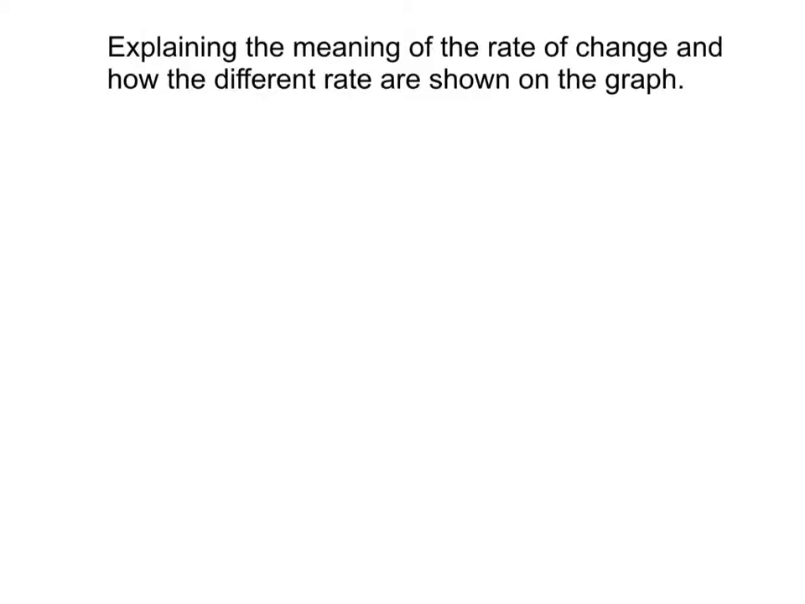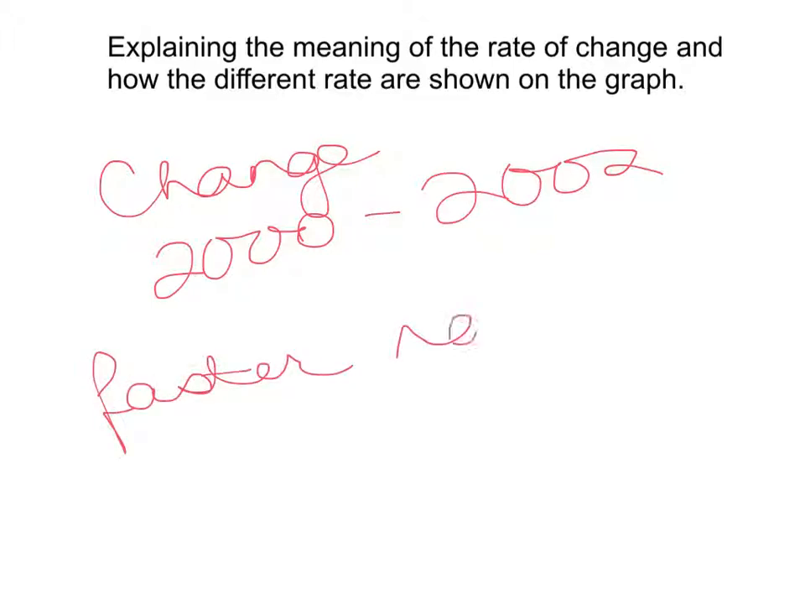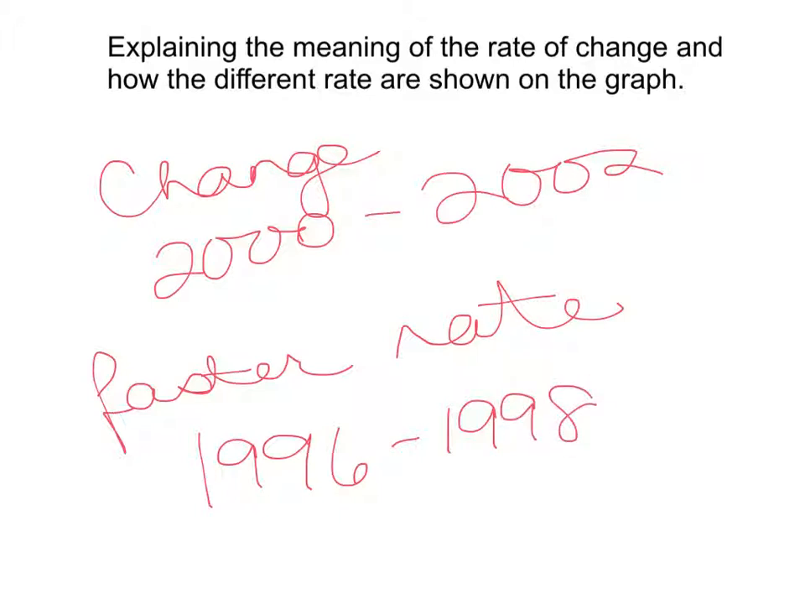So it's now wanting me to explain the meaning of the rate of change. So what that means is that the change from 2000 to 2002 was at a faster rate than the change from 1996 to 1998, because the number was higher. The rate of 2000 to 2002 was higher than the rate of 96 to 98.